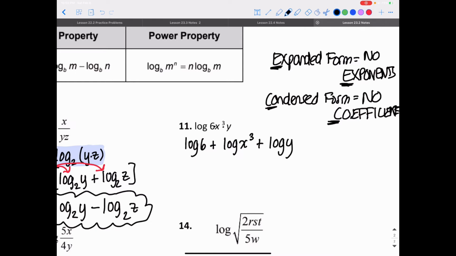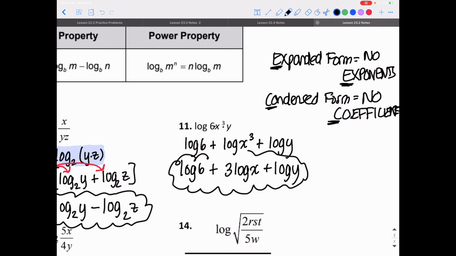There's an exponent here I have to get rid of. I make it a coefficient instead. I can now write log of 6 plus 3 log of x, using the power property. I can take that exponent and make it my coefficient. And then I have plus log of y, and that's as much as I can expand it. So I'm done.